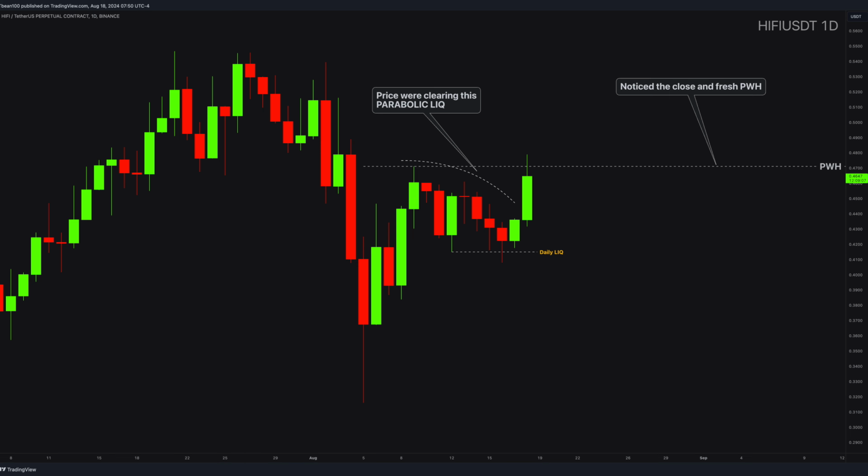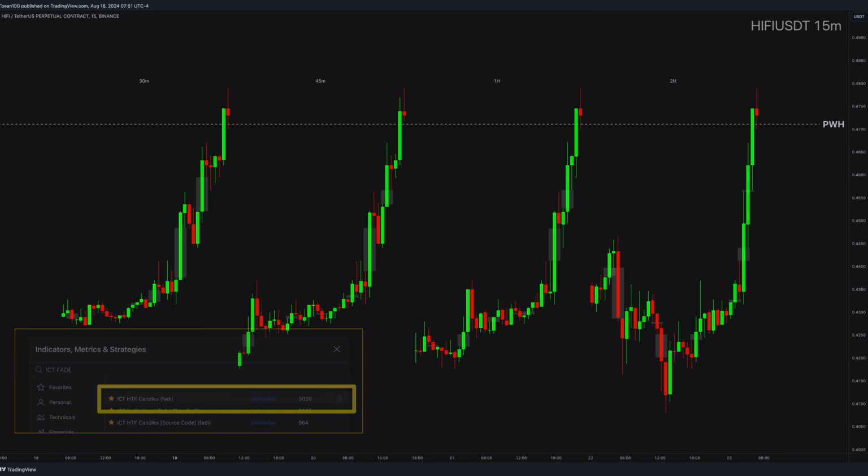So, as you can see, what I do here was brainstorming to find myself a bias, a target, a level that price can move towards. Let's check our best indicator. Why do I keep using this ICT high time frame candles by FADI? Simply, it is an amazing indicator. It shows me multi-level imbalances at once, just like here as you can see.